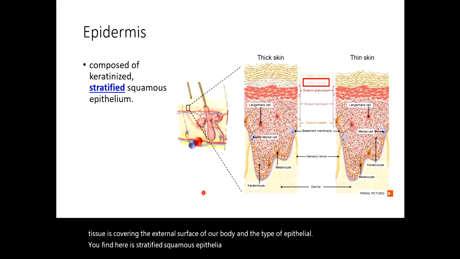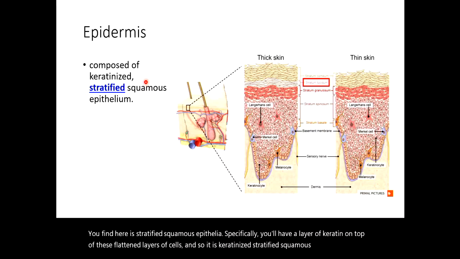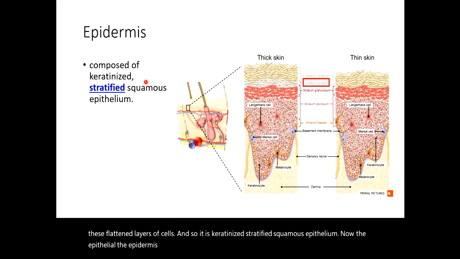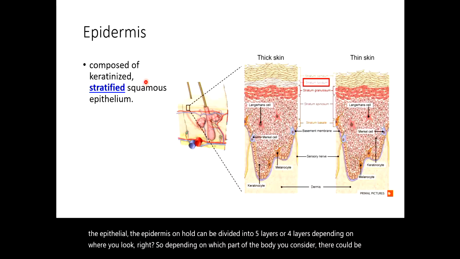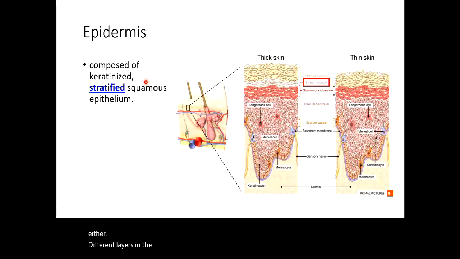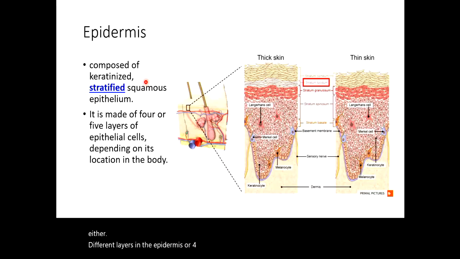Specifically, you'll have a layer of keratin on top of these flattened layers of cells, and so it is keratinized stratified squamous epithelia. Now, the epidermis on the whole can be divided into 5 layers or 4 layers, depending on where you look. Depending on which part of the body you consider, there could be either 5 different layers in the epidermis or 4 layers.